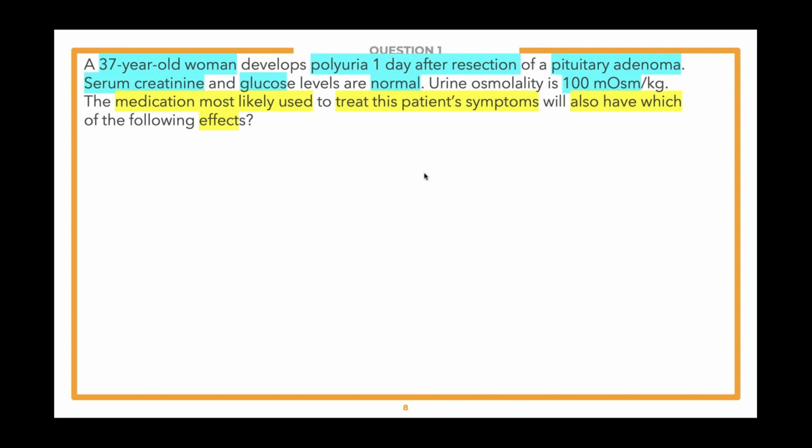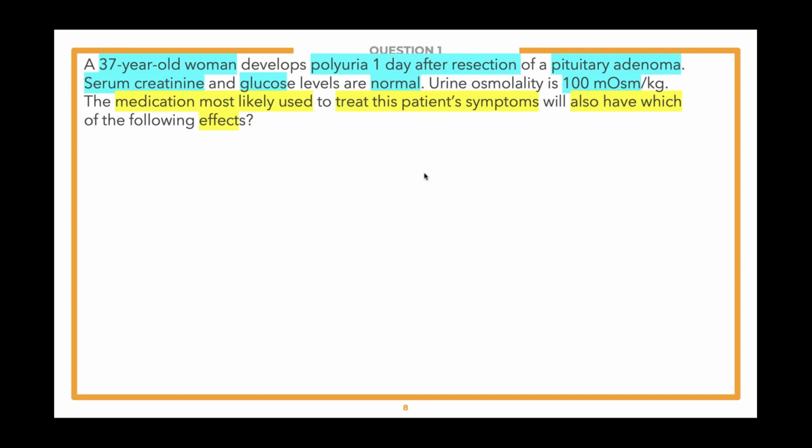So we know this is a 37-year-old woman, and they tell us right off the bat that she's got polyuria, and they tell us a very important clue. This occurred one day after taking out a pituitary adenoma. So we know that there's going to be something going on here with levels in the blood, and the next couple sentences give us some levels that we need to interpret. Then they're asking us about the medication that would be most likely used to treat this patient's symptoms. But not just that, what effects will that medication have?